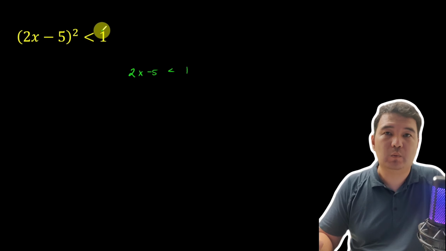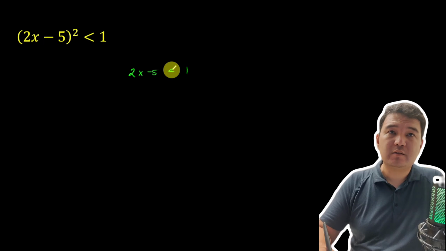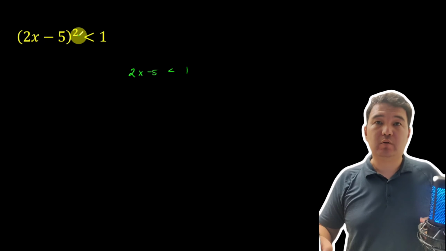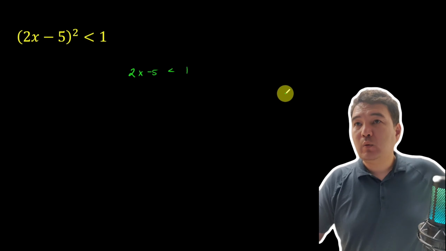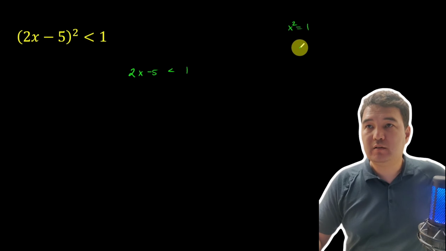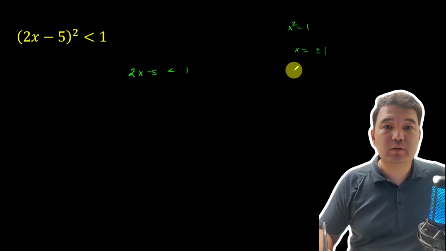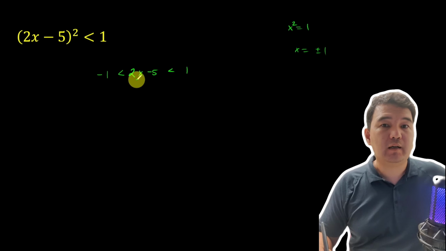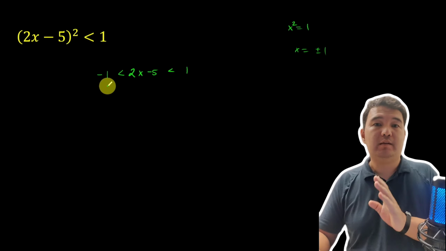So (2x minus 5) squared is less than 1 means that when you take the square roots, 2x minus 5 has to be less than 1. Square root of 1 is 1, right? However, this square at the same time puts a restriction on the other side of the interval. Remember that when we were solving x squared equals 1 in an equation, the solution was plus or minus 1. So this puts a restriction on the other side, which says 2x minus 5 has to be greater than negative 1 and less than 1.